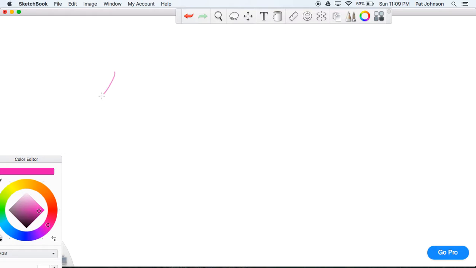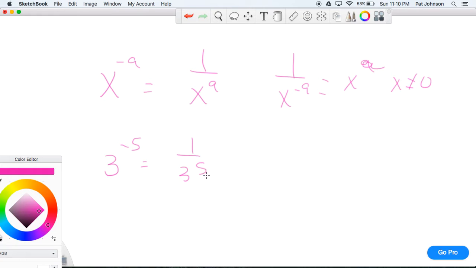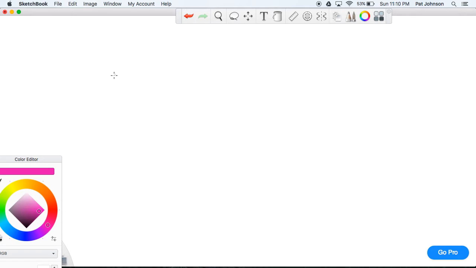Now the negative exponents. So I have x to the negative a. We can rewrite this and say 1 over x to the a. And 1 over x to the negative a is equal to x to the a. And this is a, not 9. And x cannot equal 0. All right? So for example, 3 to the negative 5th is equal to 1 over 3 to the 5th. Likewise, 1 over b to the negative 7 is equal to b to the 7th power. This is the negative exponent definition.